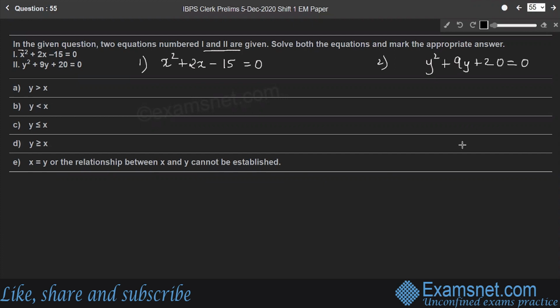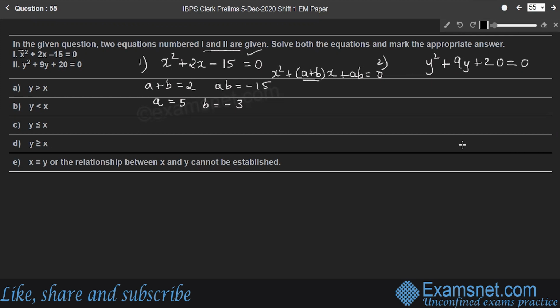So again, these two equations are in the form of x square plus (a plus b) into x plus ab is equal to 0, right? Here, in the first equation, a plus b is equal to 2 and ab is minus 15. So possible values of a and b are a is equal to plus 5, b is equal to minus 3. Then only a plus b becomes plus 2.